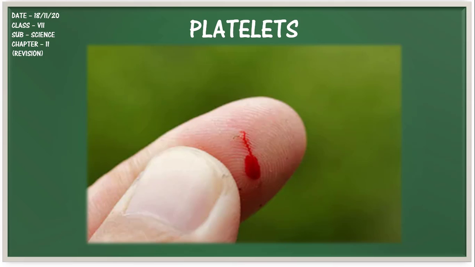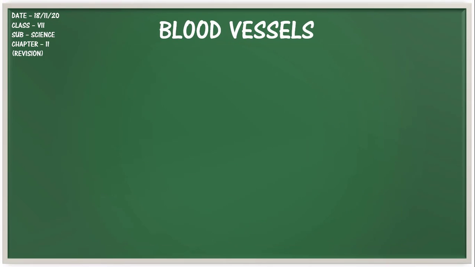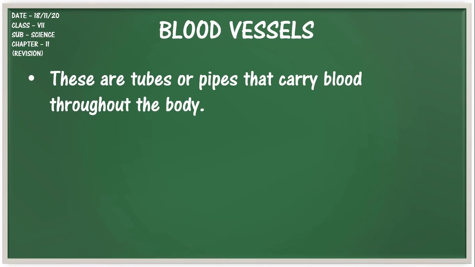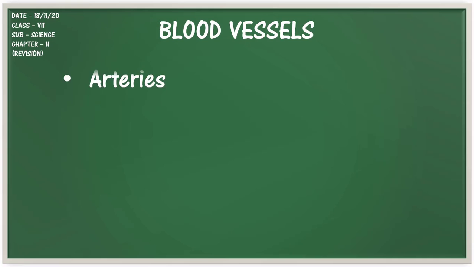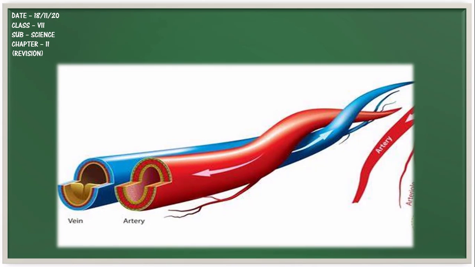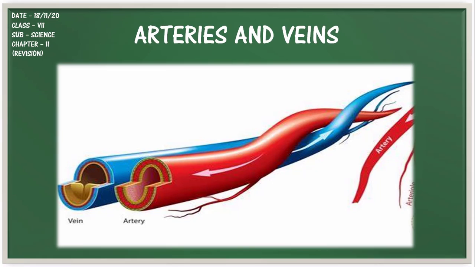Then comes blood vessels. These are tubes or pipes that carry blood throughout the body. They run between the heart and the rest of the body. There are three major types of blood vessels in the body, that is, arteries, veins, and capillaries. Arteries carry blood from the heart to all parts of the body, while the veins are the blood vessels that carry blood from all the parts of the body back to the heart.